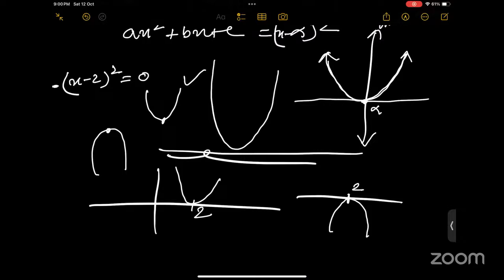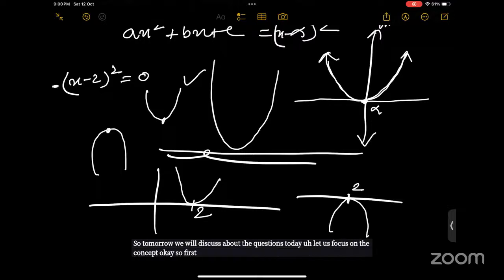Is it clear? Ma'am, actually, I have a doubt regarding activity 3.2, question number 9 and 10. Can you explain? Okay, so if you have a doubt with the activity or practice assignments, tomorrow we will have a question discussion class. So tomorrow we will discuss the questions. Today, let us focus on the concept. So first clear all the concept related doubts. Then tomorrow we will practice all the questions, where I will pick up your doubts. Okay.